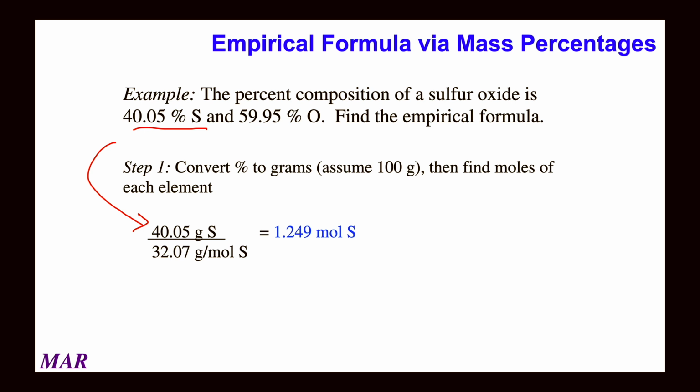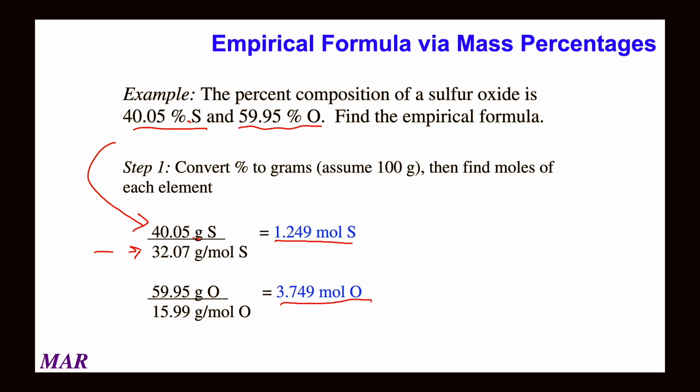And once you do that, you can use the molar mass, which again comes from the periodic table. So sulfur, 32.07 grams per mole. You can turn those grams of sulfur into moles of sulfur. So percentages to grams, grams to moles. And we're going to do the same thing now for the oxygen. So 59.95% oxygen becomes 59.95 grams of oxygen. And we can divide that by the molar mass of oxygen, and get 3.749 moles of oxygen.